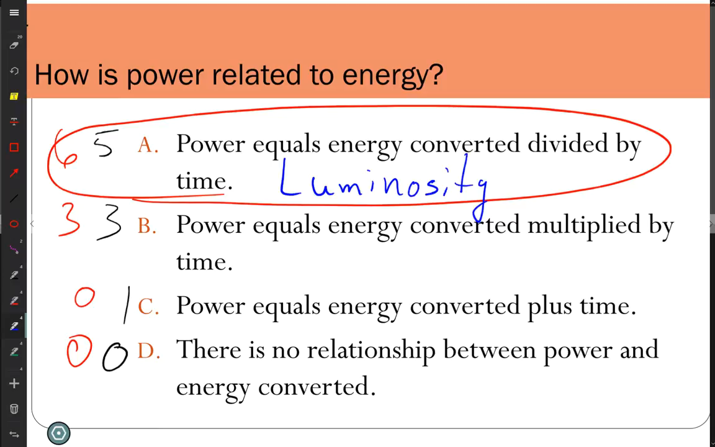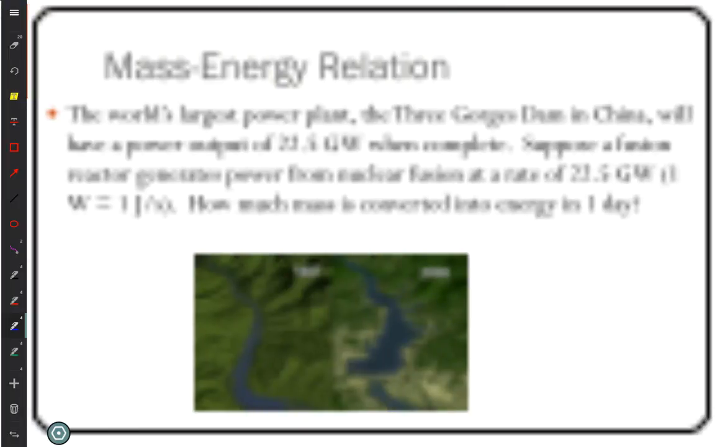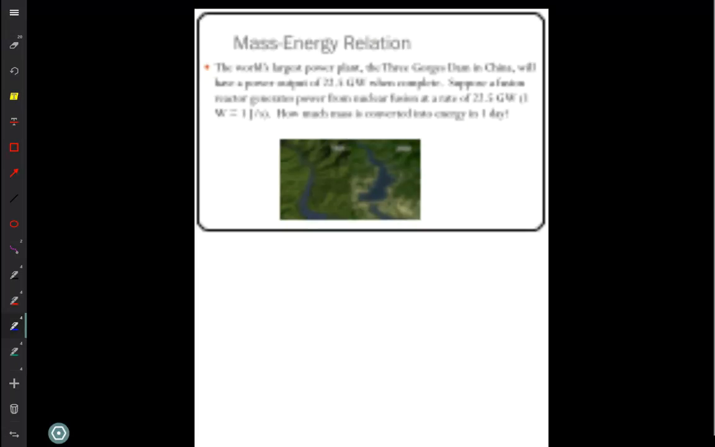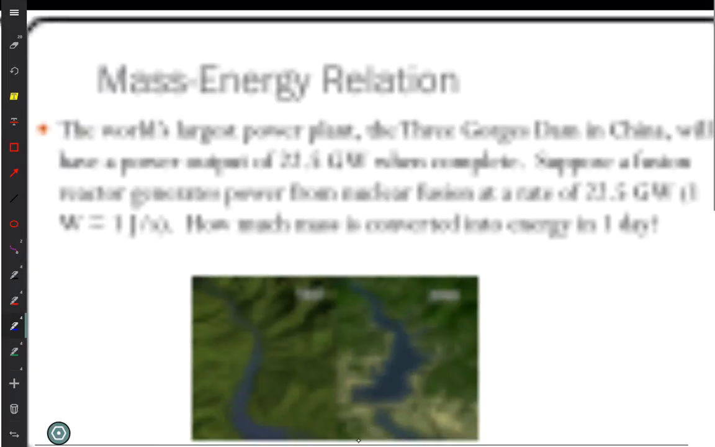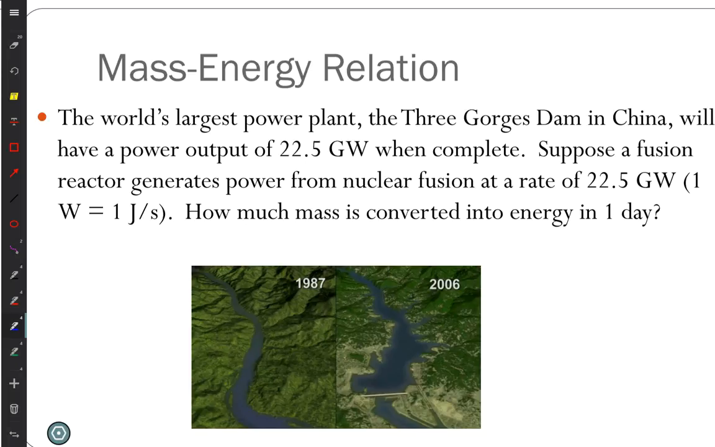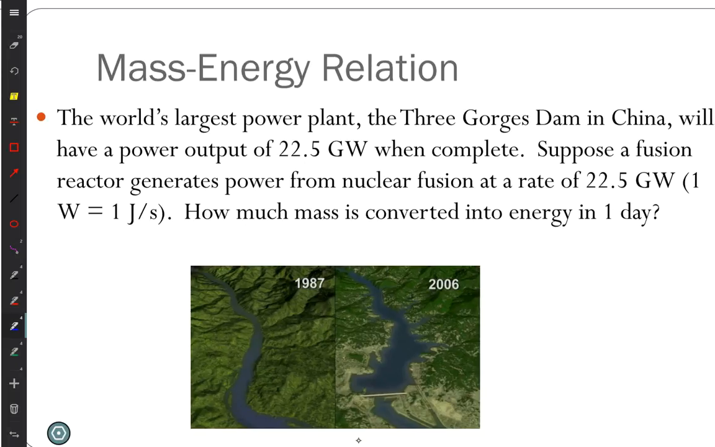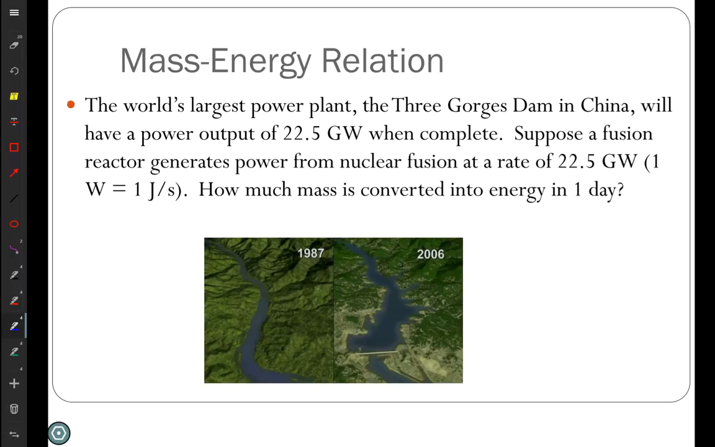Luminosity is, of course, how much light is coming out, but that light is the energy, so how much light per time, the luminosity, is the power. The world's largest power plant is the one that China built. You might have read about them displacing so many people because they basically flooded everybody's farmland to make this huge dam. And at its peak, it's supposed to be able to produce 22.5 gigawatts.